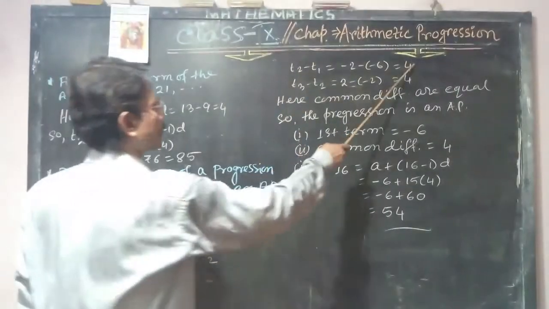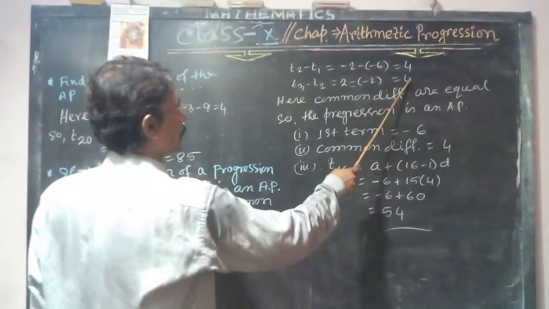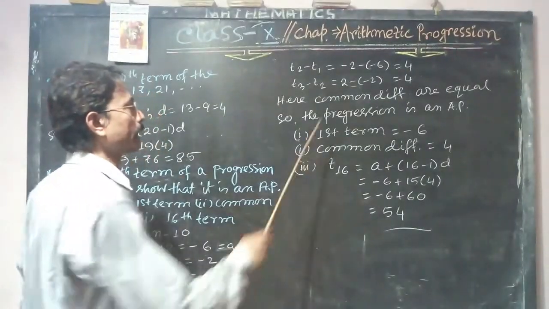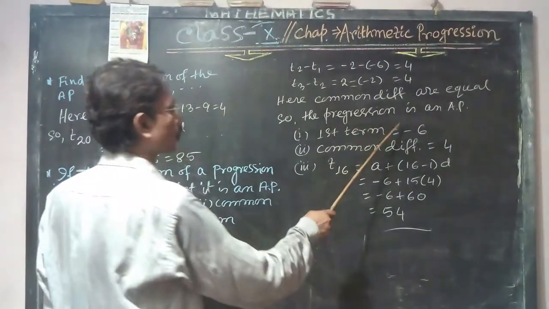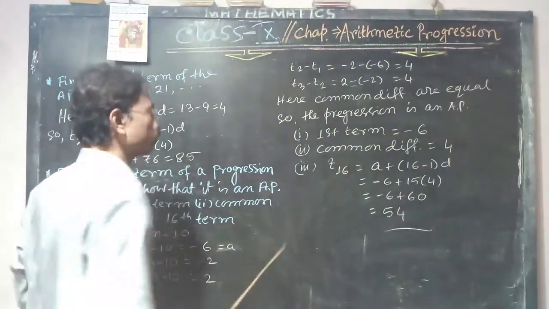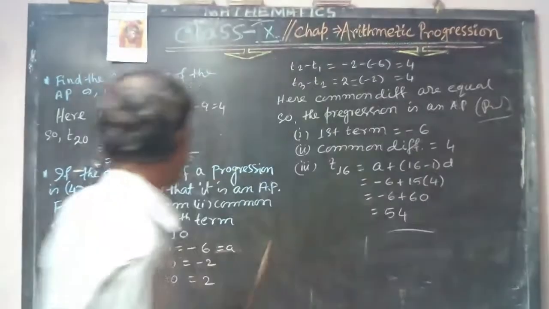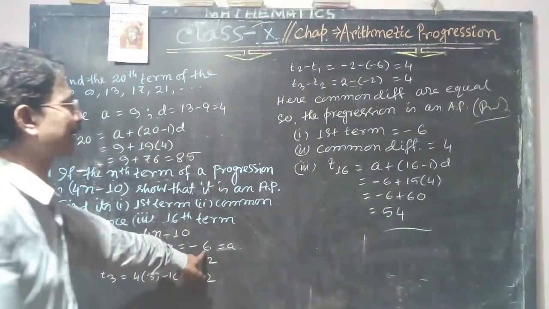It is one common difference and it is also one common difference. Here we see that the two common differences are equal, so the progression is an AP. Proved.